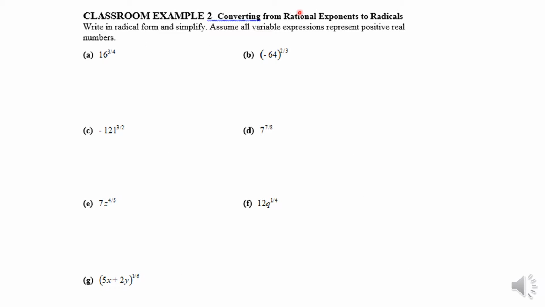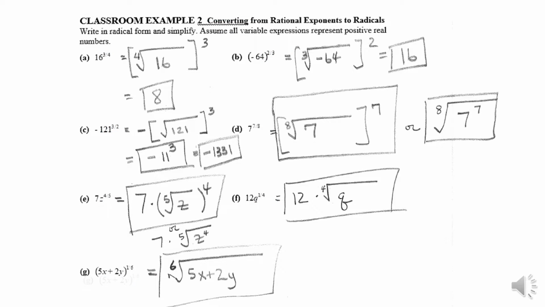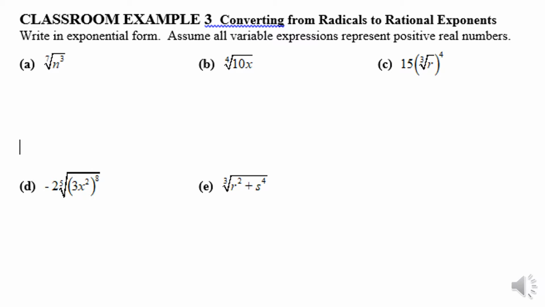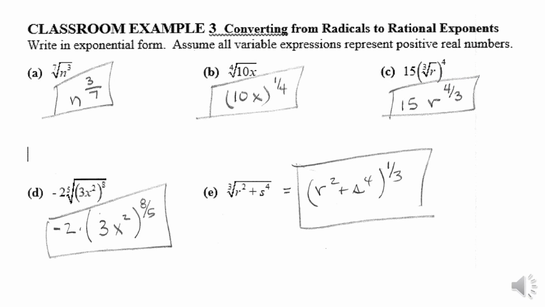In this classroom example, we're to convert rational exponents into radicals. Let's see how you do. And here are the answers you would like to come up with. Example 3, we're converting radicals to rational exponents, and we want to write these in exponential form and simplify. Let's see how you did.